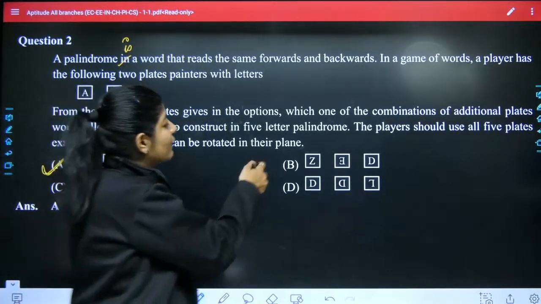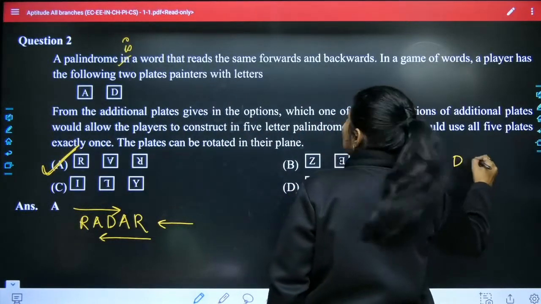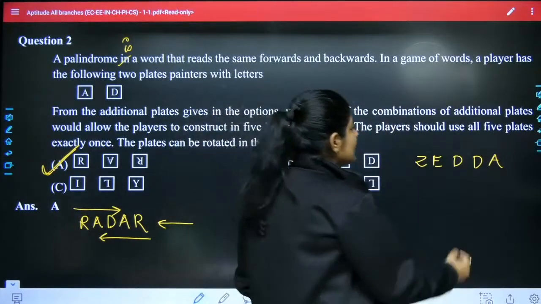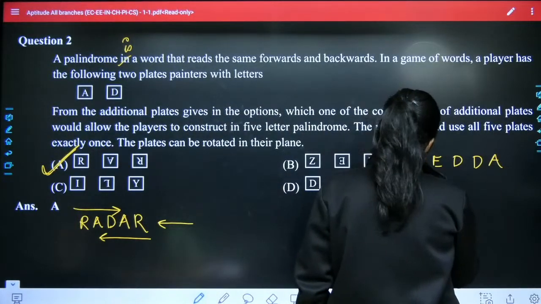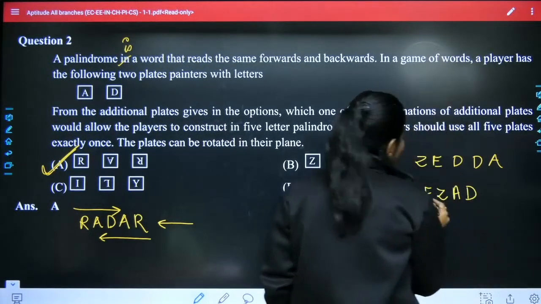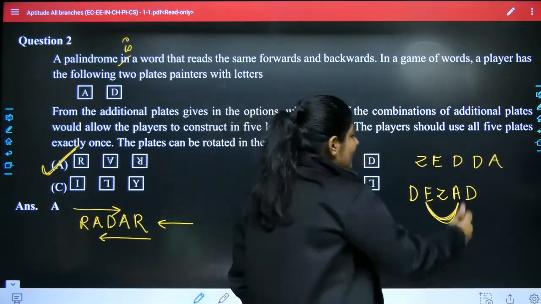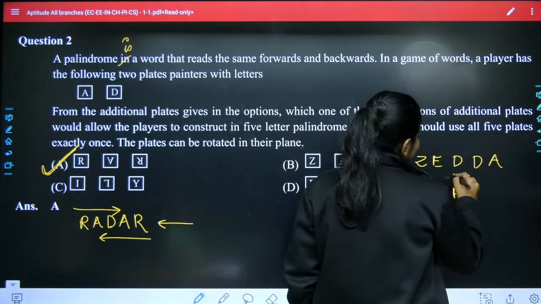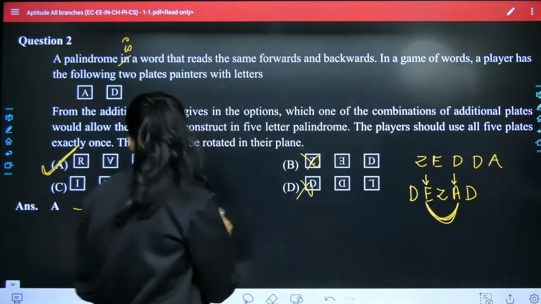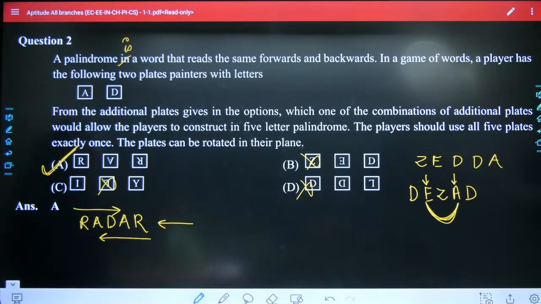Now if we check the other option, here we have Z, E, D and D, A. If we try to create any word from this, we can't, because if we create a word maybe like this, then again we do not have the same alphabet at the second and the fourth position. So this option is eliminated, and similarly the other options are also eliminated. So the correct answer is option A. This is a very easy question.